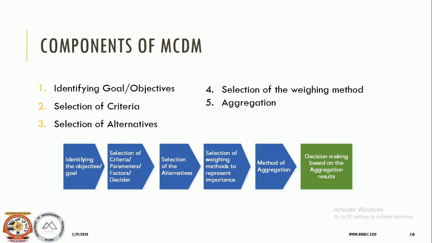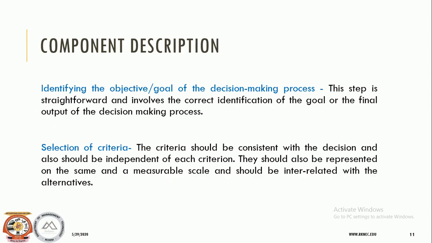We are supposed to apply some weight to the respective criteria, and then aggregation. After applying weight to the respective criteria values, we need to sum up all these values, and then rank them, and then we will get the right preference for selection of the best alternative. So these are the 5 different components of MCDM. Let us go through them one by one.